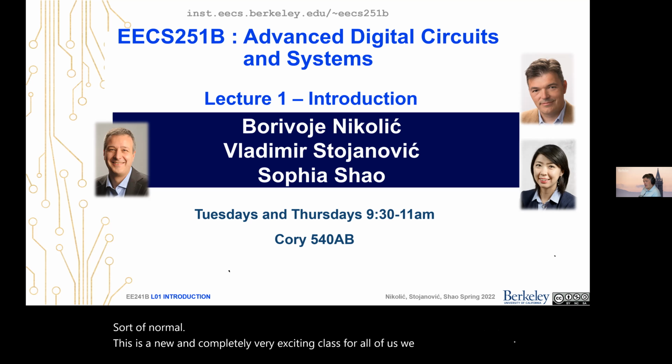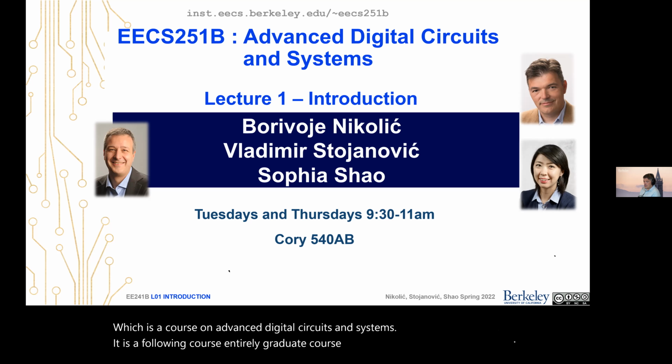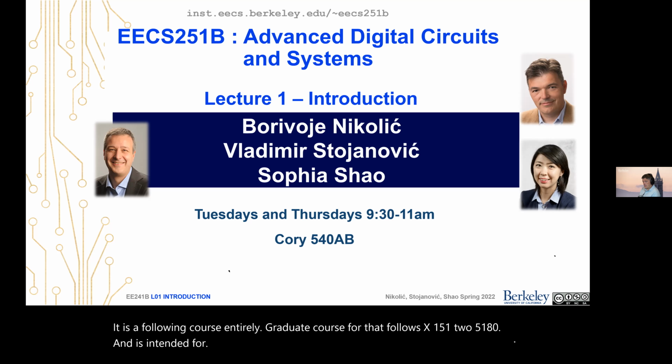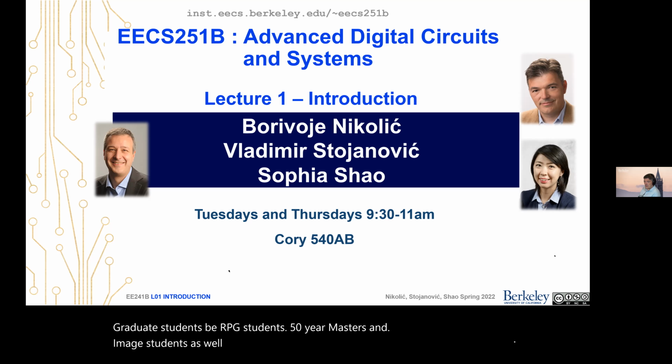This is a new and completely very exciting class for all of us. We are for the first time offering EECS 251B, which is a course on advanced digital circuits and systems. It is a follow-on, entirely graduate course that follows EECS 151 and 251A, and is intended for graduate students, our PhD students, fifth-year masters, and MEng students, as well as advanced undergrads who are interested in building complex digital systems, as well as understanding how they actually work and what the principles of building complex systems are.